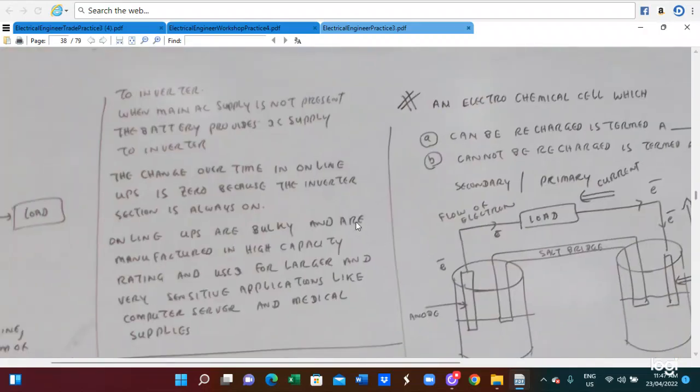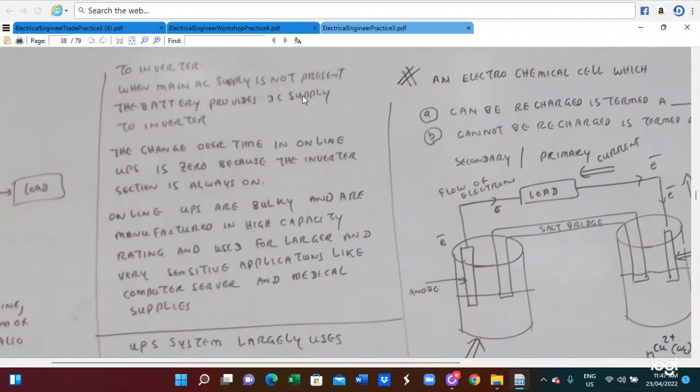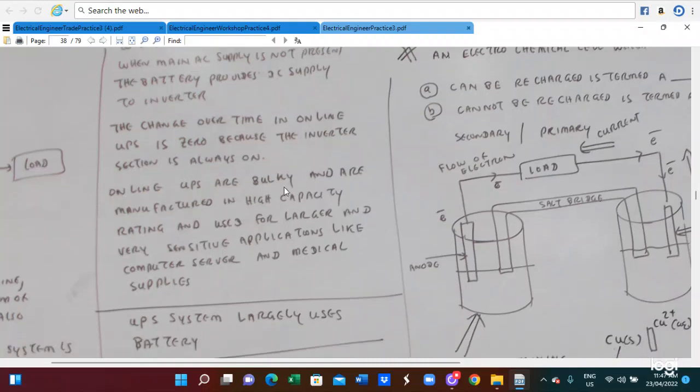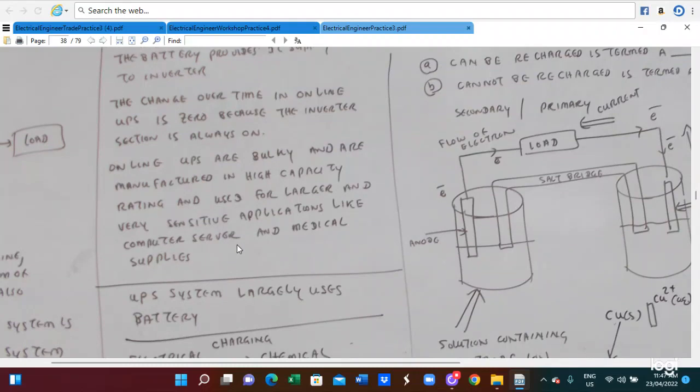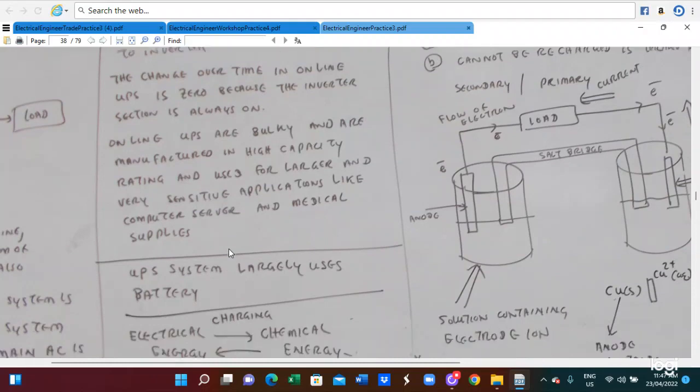In the inverter, when the main AC supply is not present, the battery provides the DC supply to the inverter. The changeover time in an online UPS is zero because the inverter section is always on. Online UPS units are bulky, manufactured in high capacity ratings, and used for large and very sensitive applications like computer servers and medical supply.